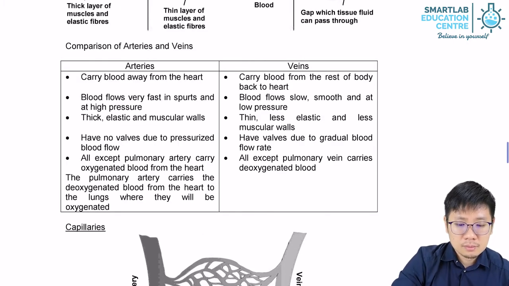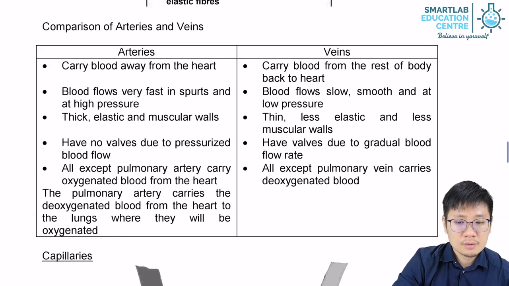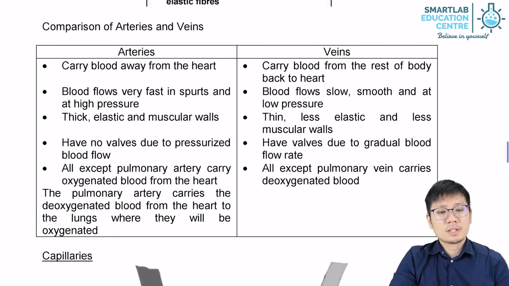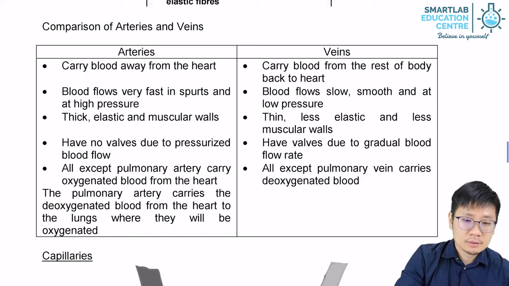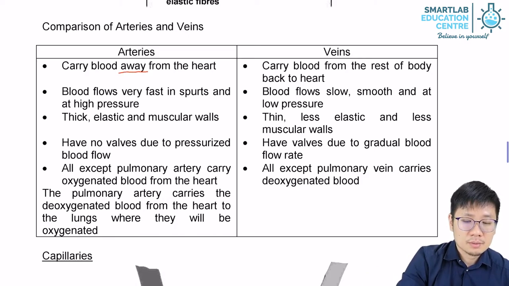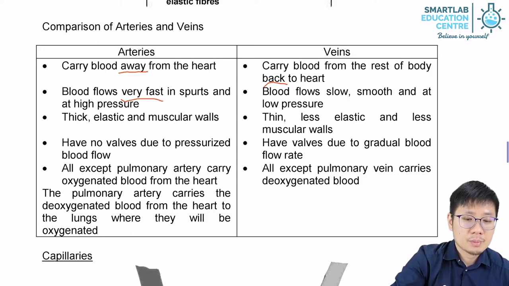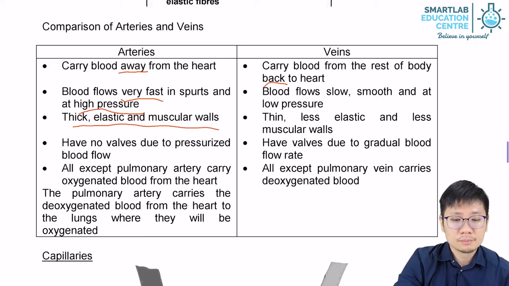Okay, we're going to talk about a comparison of the arteries and veins. This is a summary. Arteries carry blood away from the heart. Veins carry blood from the rest of the body back to the heart. The arteries allow blood to move at very high pressure, very fast. High speed, high pressure, the walls are thick, elastic, and muscular.